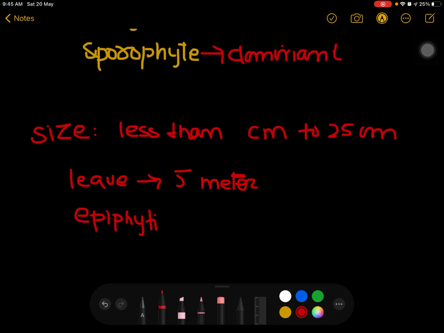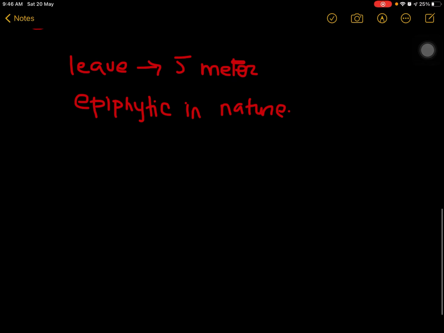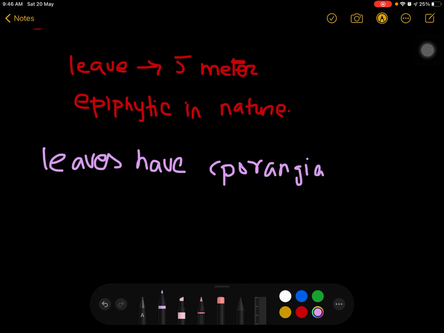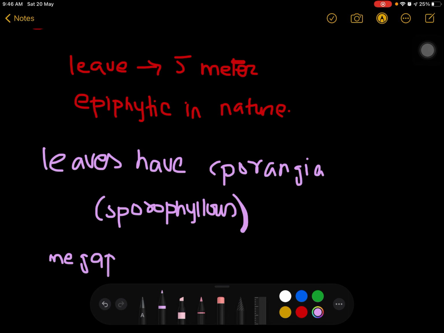It means their arrangement is one by one. Basically, their leaves have sporangia, so their leaves are known as sporophyllous. And their leaves are basically megaphyllous. Megaphyllous means they are multi-veined leaves, right?